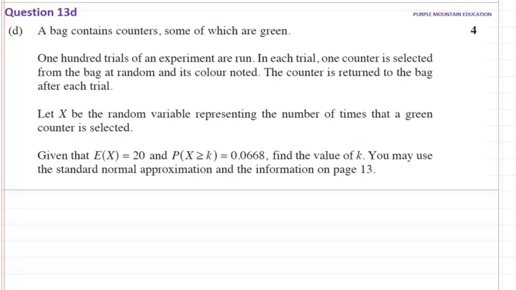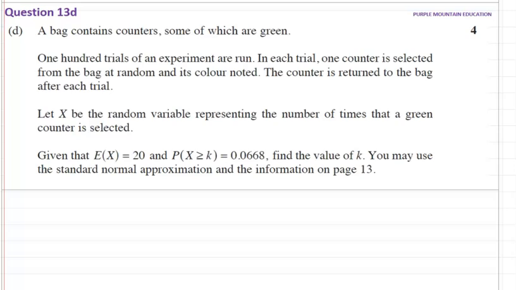Question 13D. A bag contains counters, some of which are green. 100 trials of an experiment are run. In each trial, one counter is selected from the bag at random and its colour noted. The counter is returned to the bag after each trial. Let x be the random variable representing the number of times that a green counter is selected.